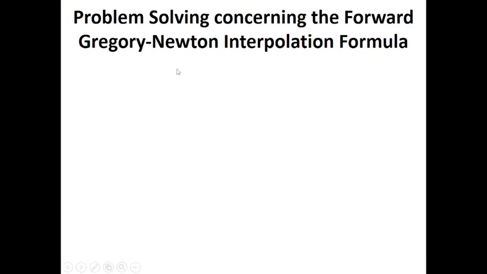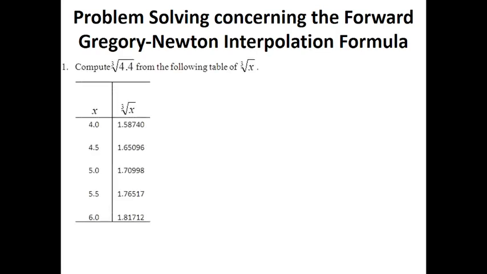So here's now the problem. Problem solving concerning the forward Gregory-Newton interpolation formula. Suppose we are to compute the cube root of 4.4 from the following table of cube root of x. This is x. Considering the table, we are to compute the cube root of 4.4. As you have noticed, at x equals 4.4 there's no value of cube root of x. So suppose we don't have a calculator, we are able to approximate the value of the cube root of 4.4 using the forward Gregory-Newton interpolation formula.